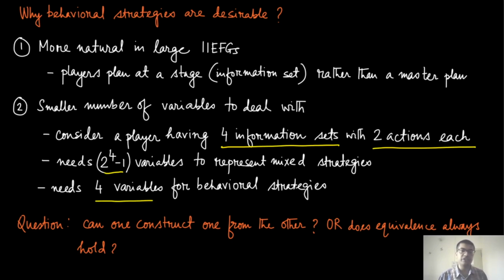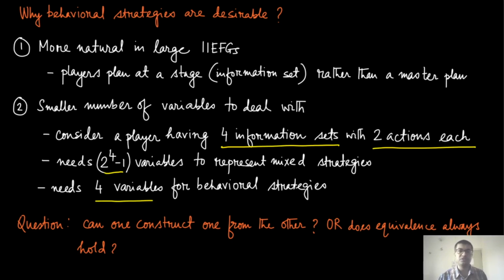So even in terms of the number of variables the player has to decide upon, it is much smaller in behavioral strategies. Agents who are computationally limited will tend to behave according to these behavioral strategies. Also, these behavioral strategies need not be fixed at the very beginning. The actions can be chosen at every information set. Whenever the agent is playing at that information set, it can choose the action with respect to that behavioral strategy.